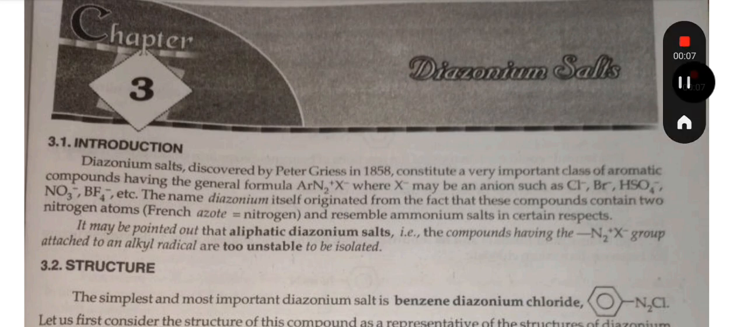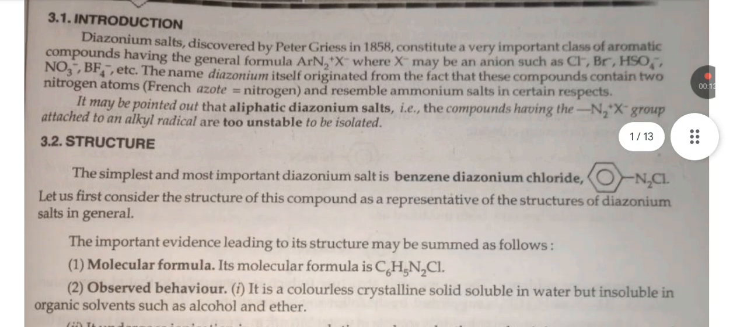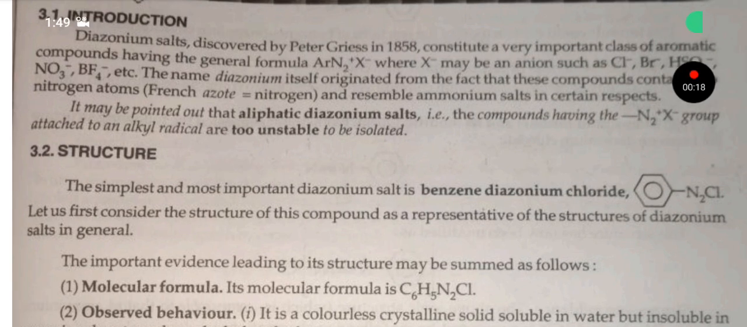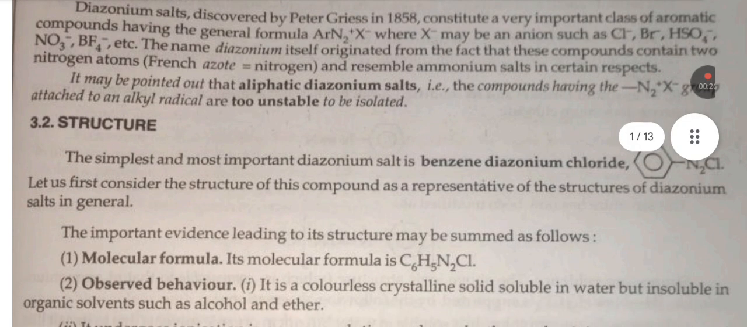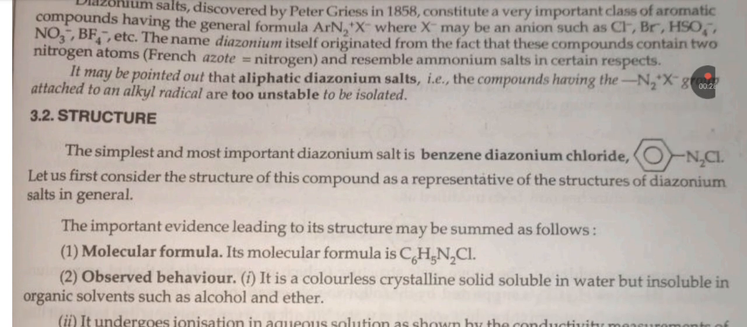Today I am going to start the chapter Diazonium salts: introduction. Diazonium salts, discovered by Peter Griess in 1858, constitute a very important class of aromatic compounds having the general formula Ar-N2+ X−, where X− may be an anion such as Cl−, Br−, HSO4−, NO2−, BF4−.